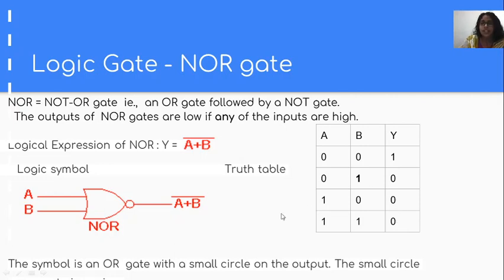So that is, here you can see in the symbol there is an OR gate with a small circle on the output, and this small circle will indicate the inversion process. That is OR followed by a NOT gate, inversion. Okay. So remember the truth table. The output is the inversion of OR gate's output.